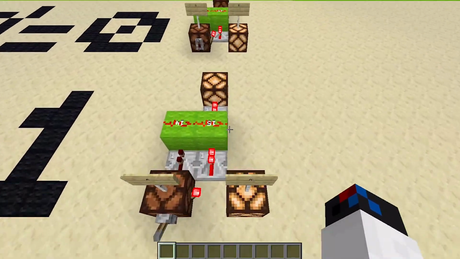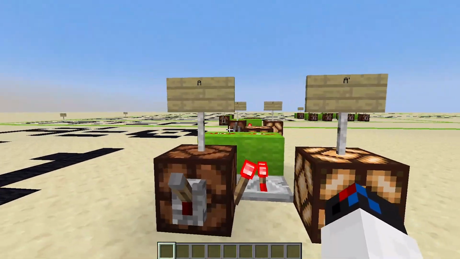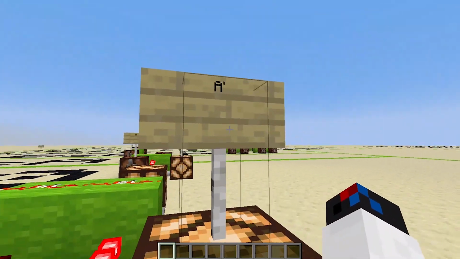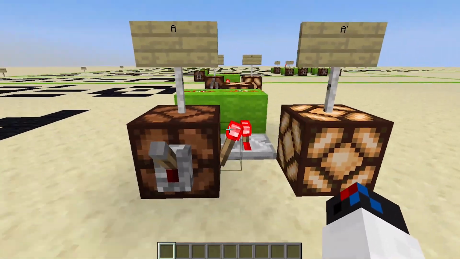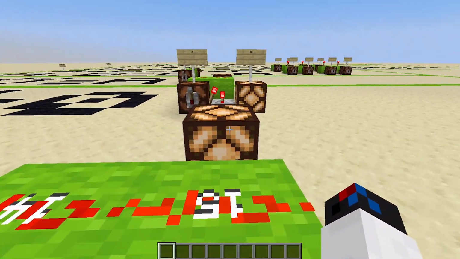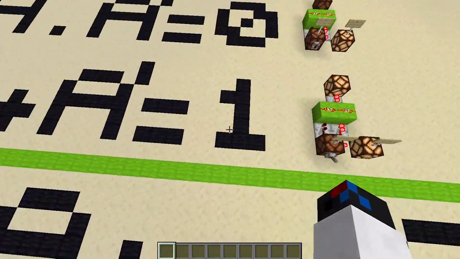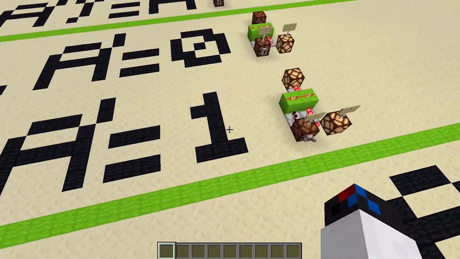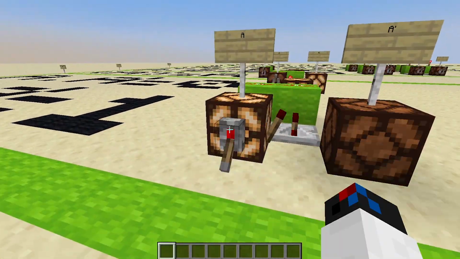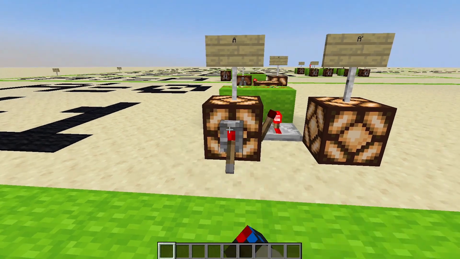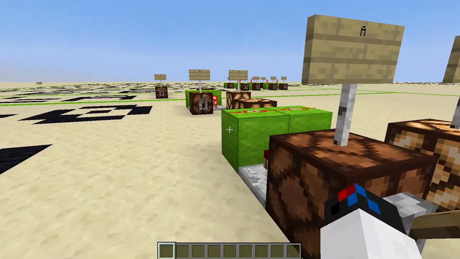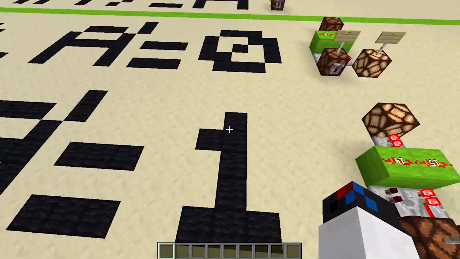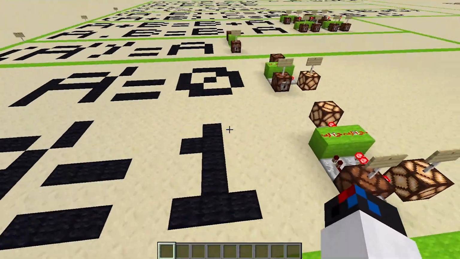And here I have prepared some circuits so you can see. As you can see, we have A here and we have A not. A is 0, so A not is 1, and as you can see, we have a 1, which is exactly this right here. And if I just flick, even though A and A not are changing, the output stays the same. It is always equal to 1.